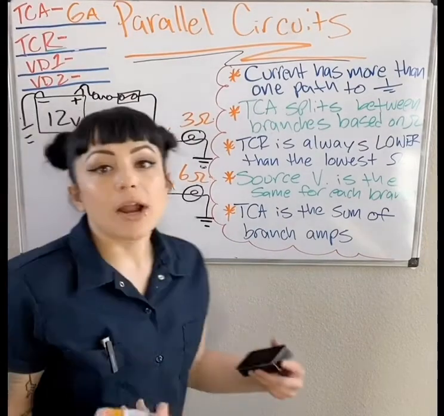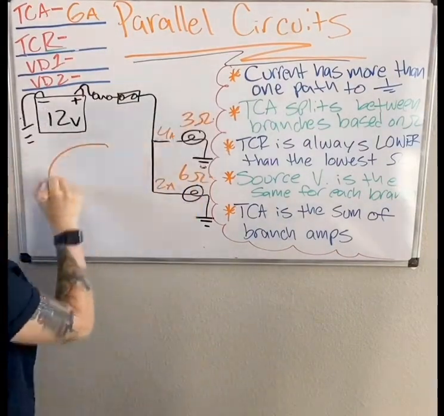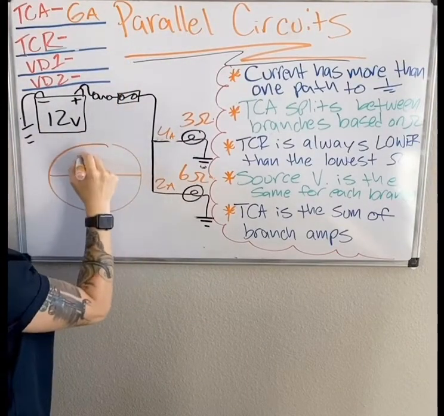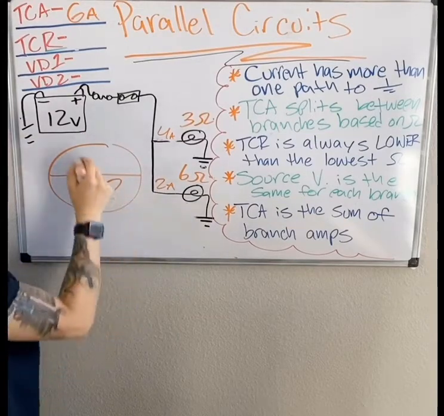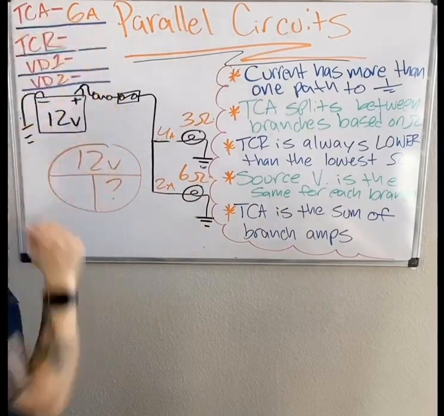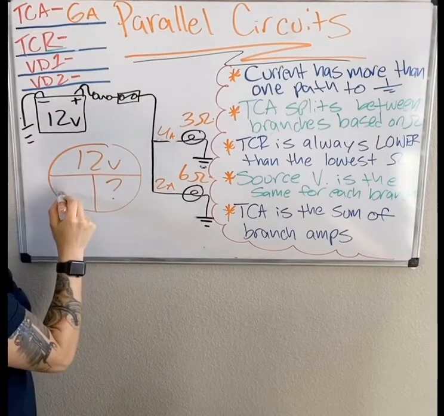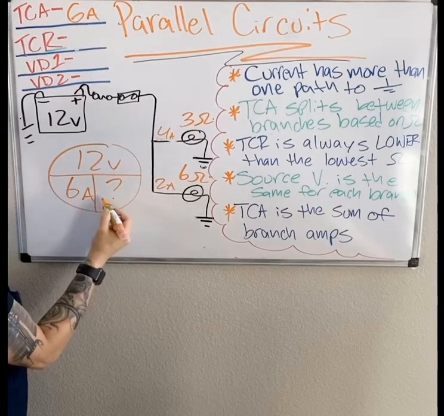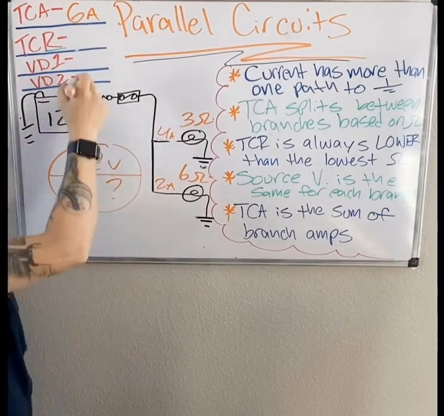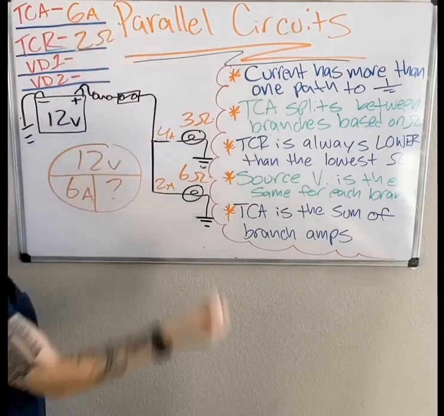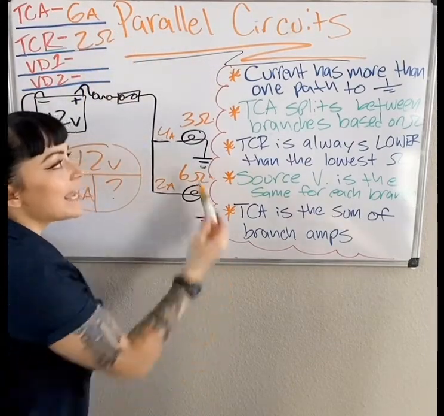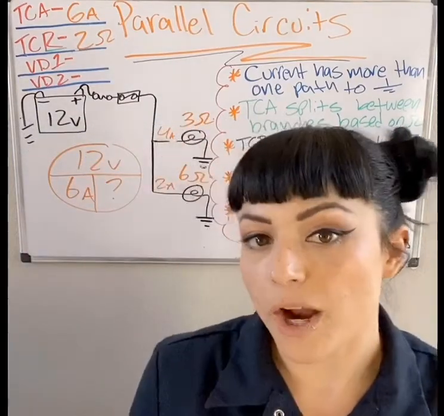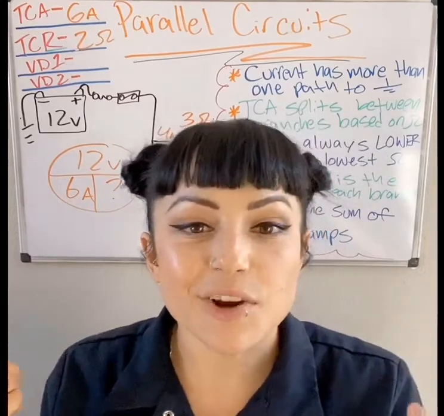Now that we know our amperage as well as our source voltage, we can go back and find our TCR. We are looking for resistance. So we know we've got 12 volts. We have a total circuit amperage of 6 amps. That tells us our total circuit resistance, because this is 12 divided by 6, is going to be 2 ohms. And we know that's right because it's lower than our lowest resistor. Our lowest resistor was 3 ohms. 2 ohms is lower, and so we know we did it correctly.